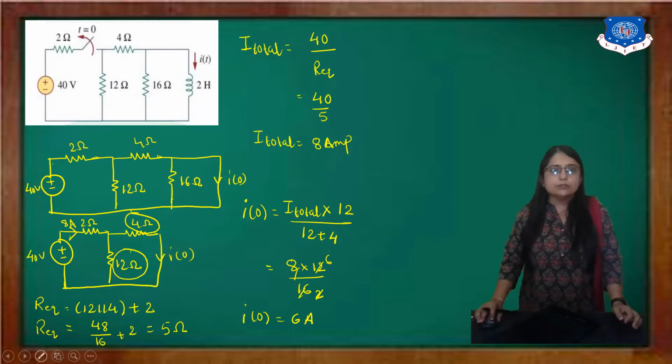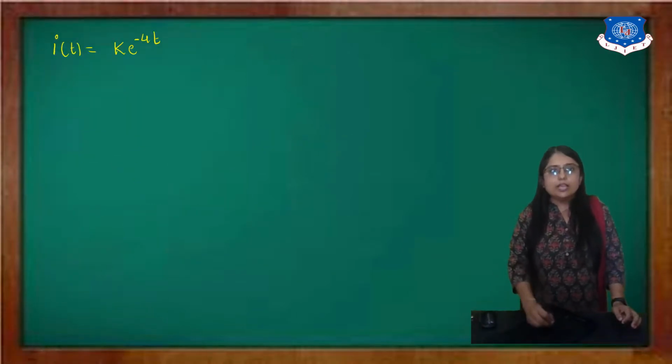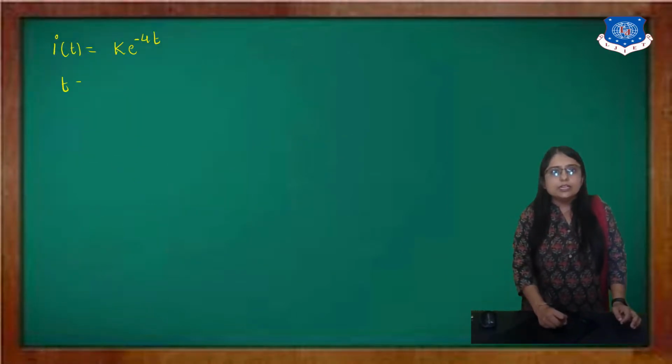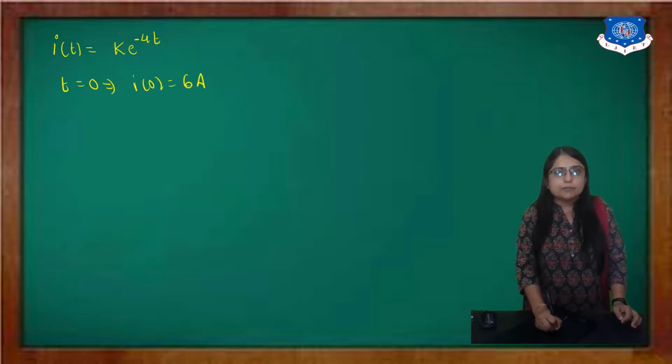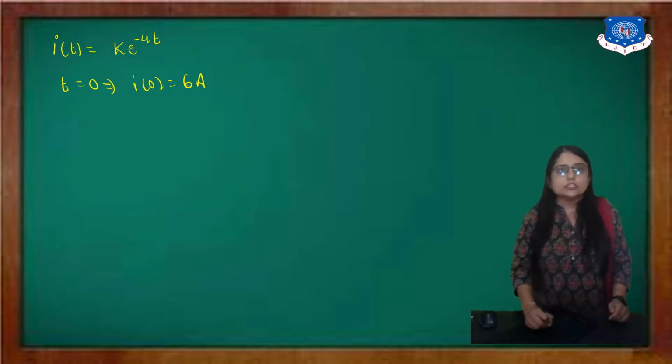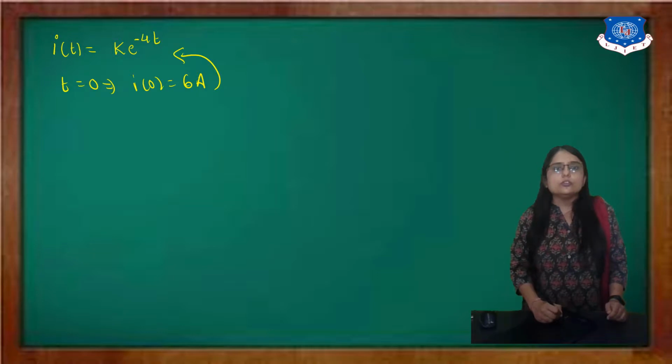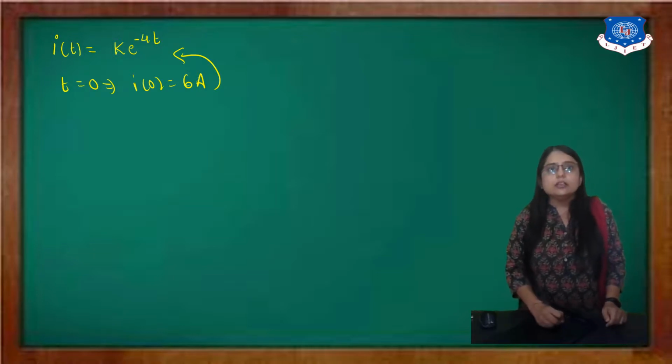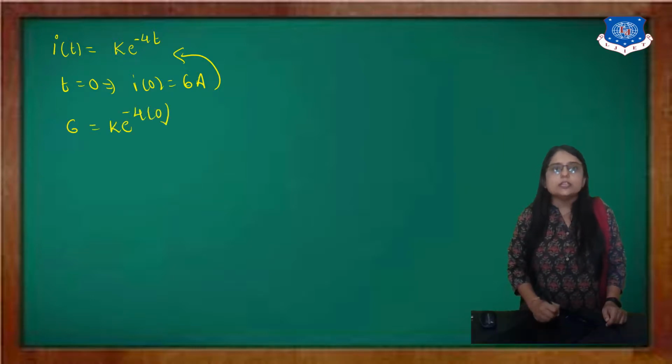See, already we have this equation here. When t equals 0, our current I of 0 is 6 ampere. Now you can substitute this value in this equation, in the general solution. So what we get? 6 equals k e raised to 4 into 0. So this is e raised to 0, that means 1. So the value of k will become 6.